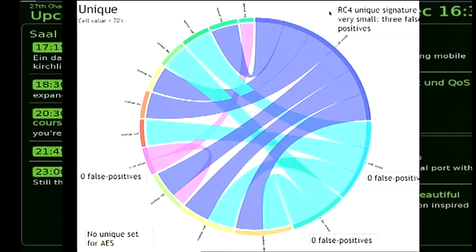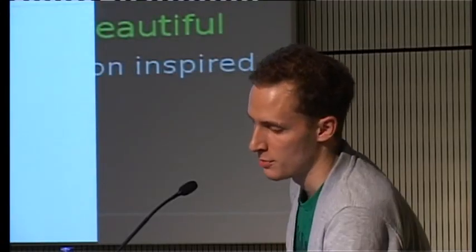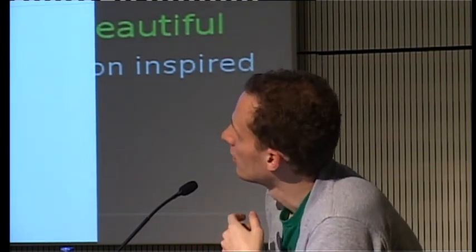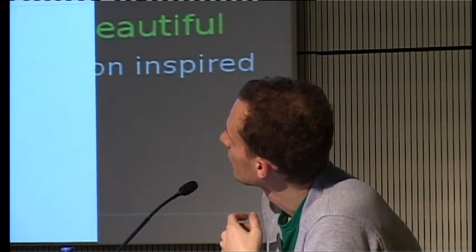RC4, as I said before, has a very algorithmic implementation structure, and therefore it doesn't have a very large set of unique tuples. So there is a much higher number of false positives for the RC4 unique signature.